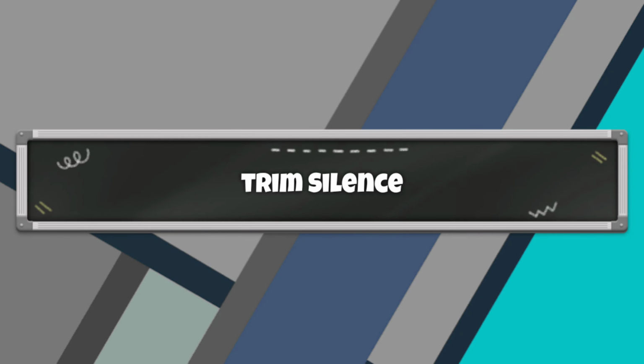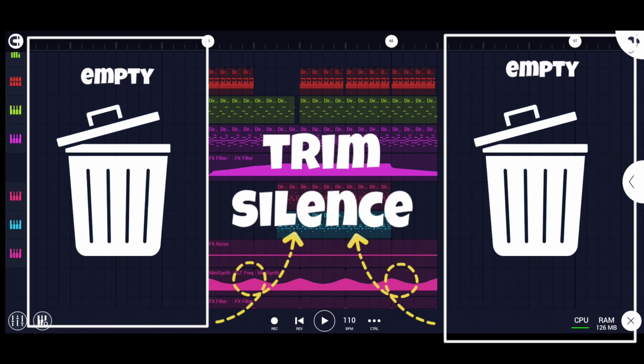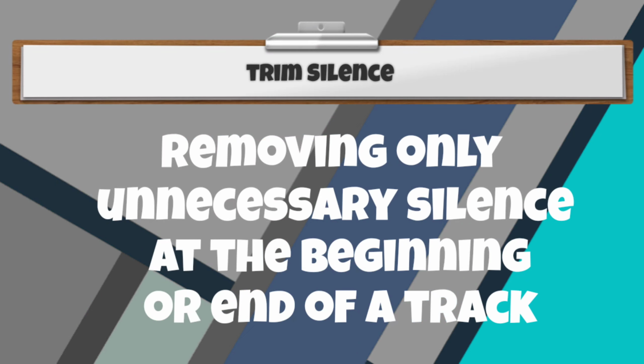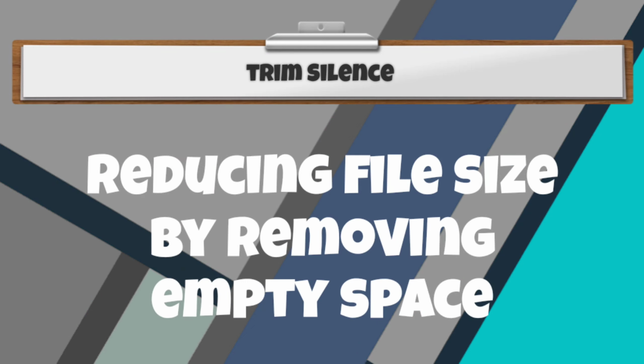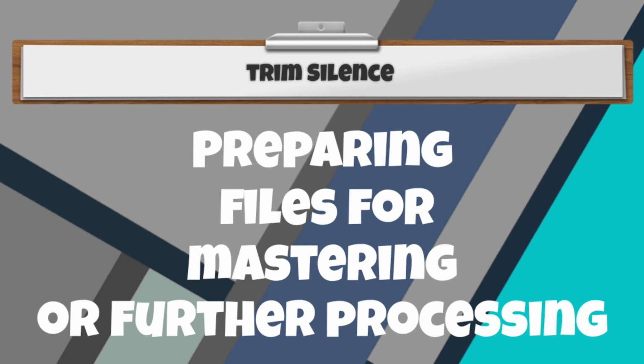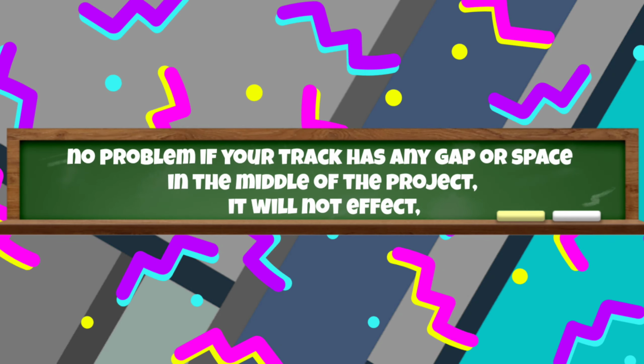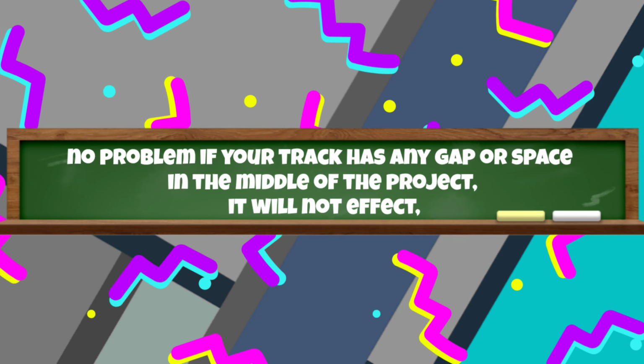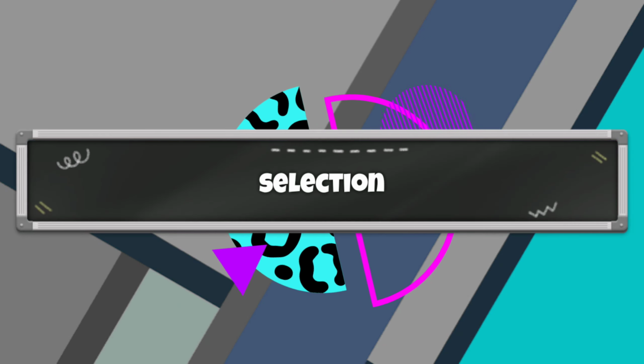Next we have trim silence. Trim silence will remove silence from the start and end of the exported audio file. This option is useful for removing only unnecessary silence at the beginning or end of a track, reducing file size by removing empty space, preparing files for mastering or further processing. Note: no problem if your track has any gap or space in the middle of the project. It will not affect.